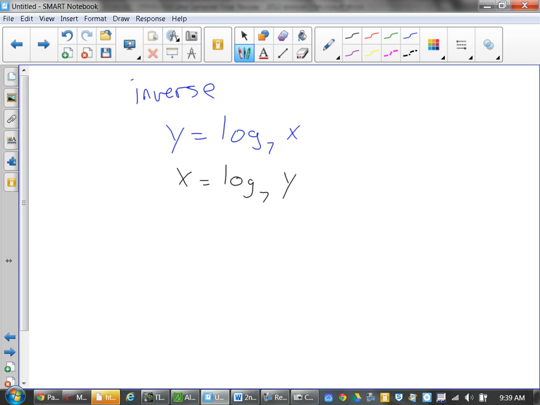So how do I undo a log base 7? You have to exponentiate it with a 7. So 7 to the x is y.